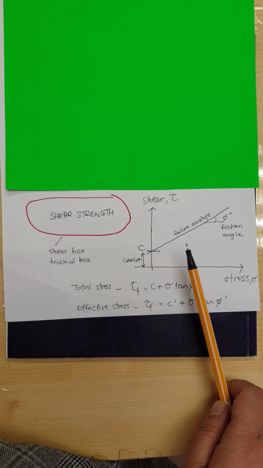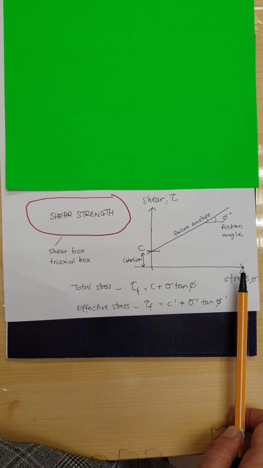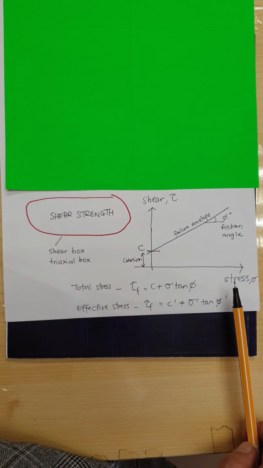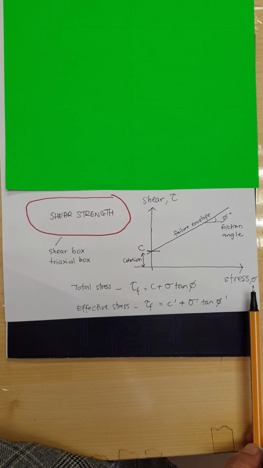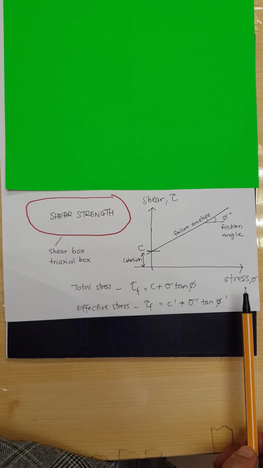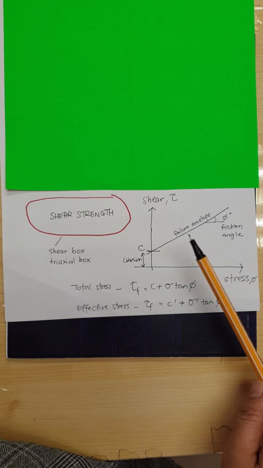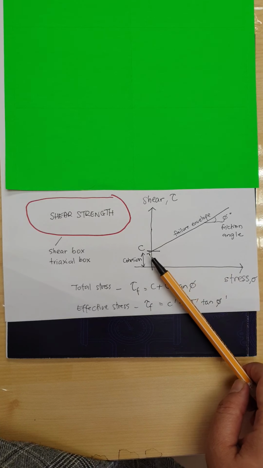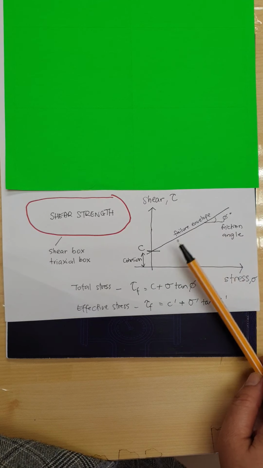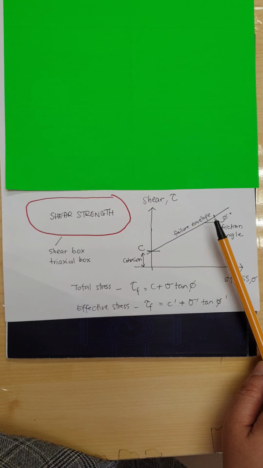What I want to show you is that we have the y-axis and the x-axis. The y-axis represents shear and the x-axis represents stress. Shear has the unit kilonewton per meter squared, and stress also has the unit kilonewton per meter squared. Normally we get this relationship. You have this straight line from your Mohr circle, and this straight line we call the failure envelope.